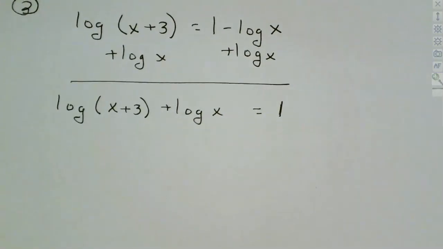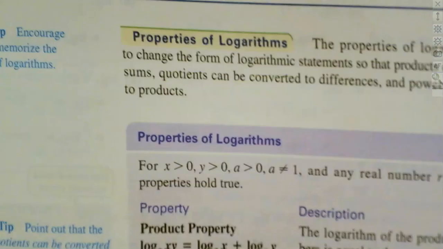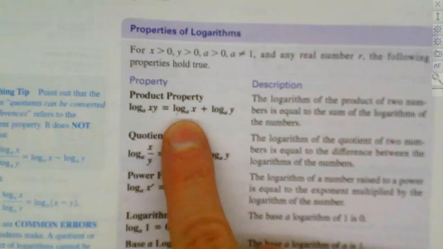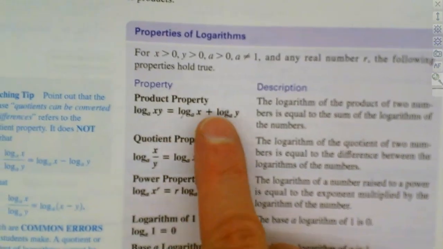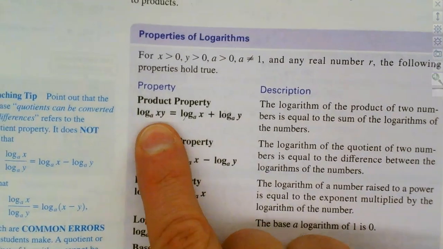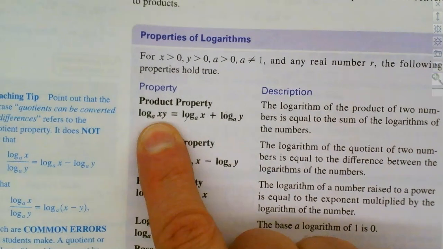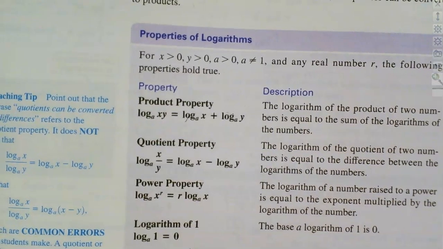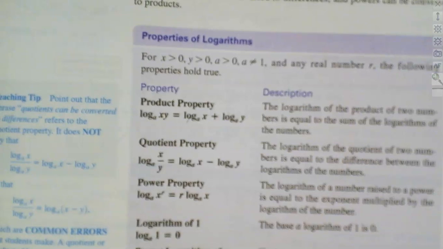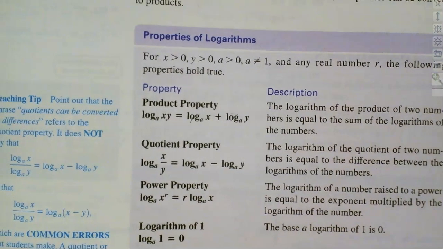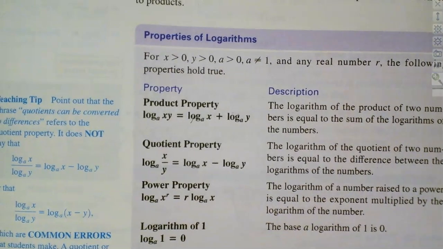Now our properties are on page 469. And our first property says this. When I have 2 logs added together, I can convert that into one log with multiplication, right? And a lot of times we want to get it into one log. So you may have to split them up or combine them together. Logs are unique because multiplication becomes addition and division becomes subtraction.